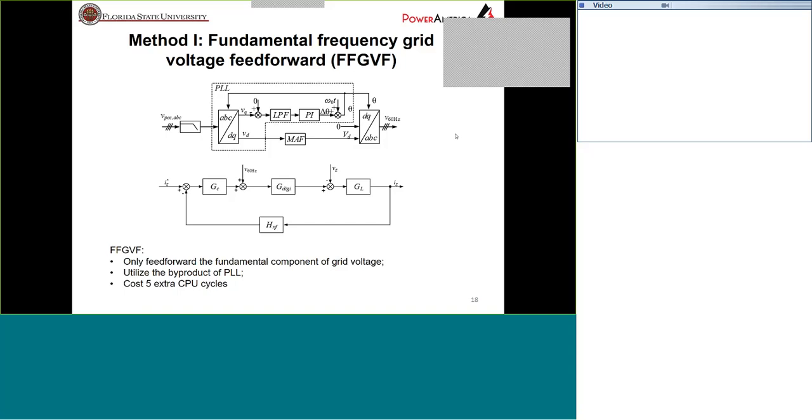The reason we use this moving average filter is that the control complexity of this MAF is not relevant to how powerful this filter is. If we want more filtering, if we want to get rid of more harmonics, we just increase the size of the filter, but that doesn't affect how many CPU cycles it takes. It always takes 5 extra CPU cycles. With this method, we can remove the effect of the grid voltage feed forward with only 5 CPU cycles.